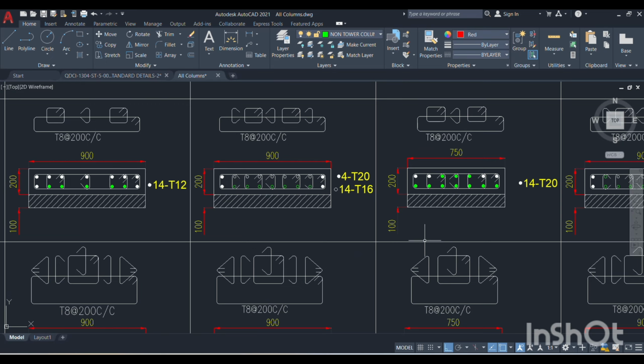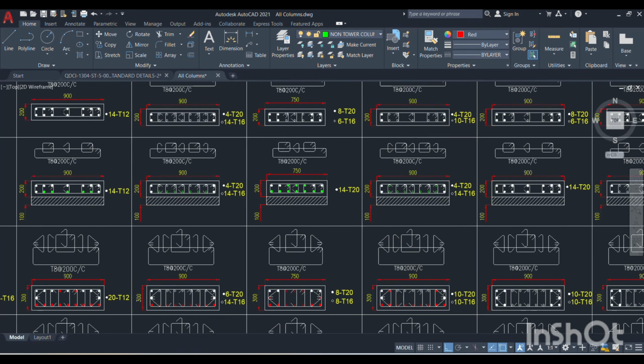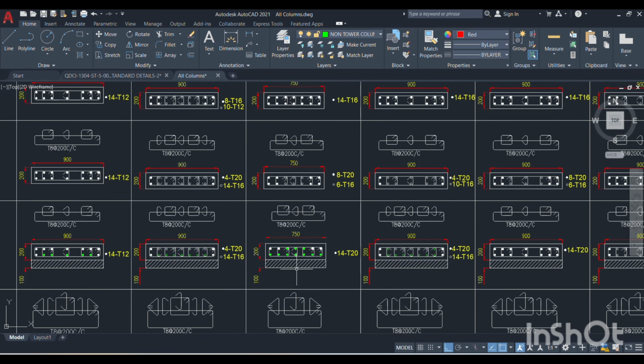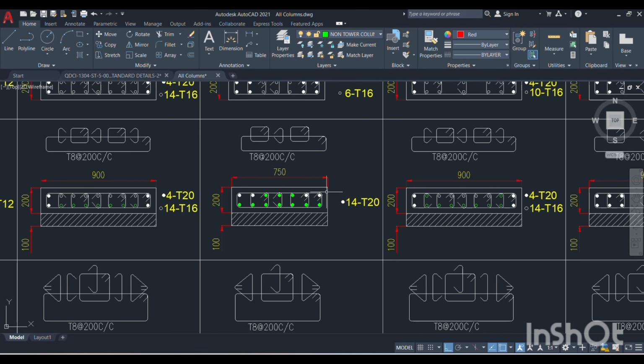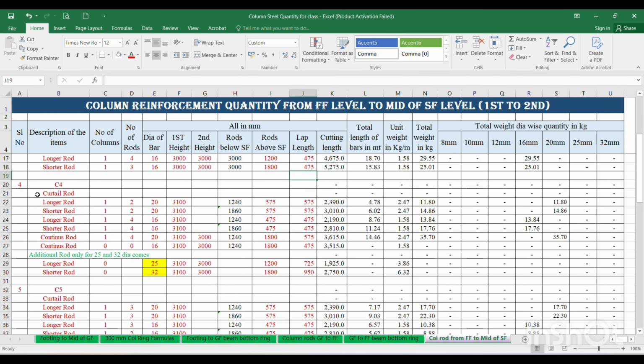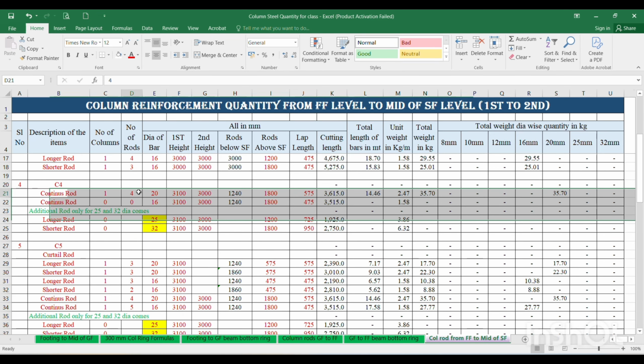What is C4 saying? In this C4, 14 number of 20 dia is there. 8 number of 20 was there before. Out of 8 number of 20, only 4 number of 20 are going continuous. So in C4 there are no curtail rods. Take out the curtail rods. And in the continuous rod, 4 number of 20 is the continuous rod.